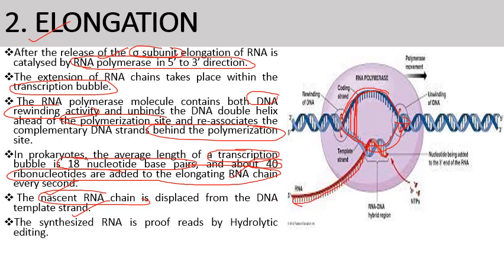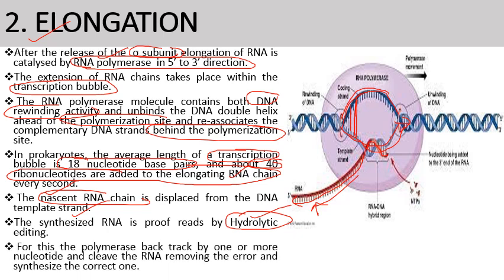The synthesized RNA is proofread by hydrolytic editing. So there is also proofreading to check that no mismatch has formed. This proofreading activity is performed by hydrolytic editing. For this, the polymerase backtracks by one or more nucleotides and cleaves the RNA, removing the error and synthesizing the correct one. So this proofreading is also done by the polymerase enzyme itself. So the single enzyme performs all the actions during the process of transcription in prokaryotes.